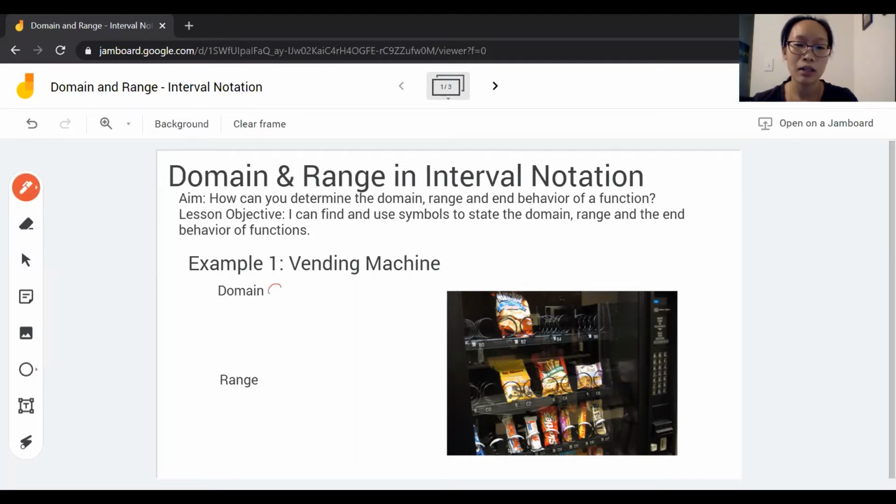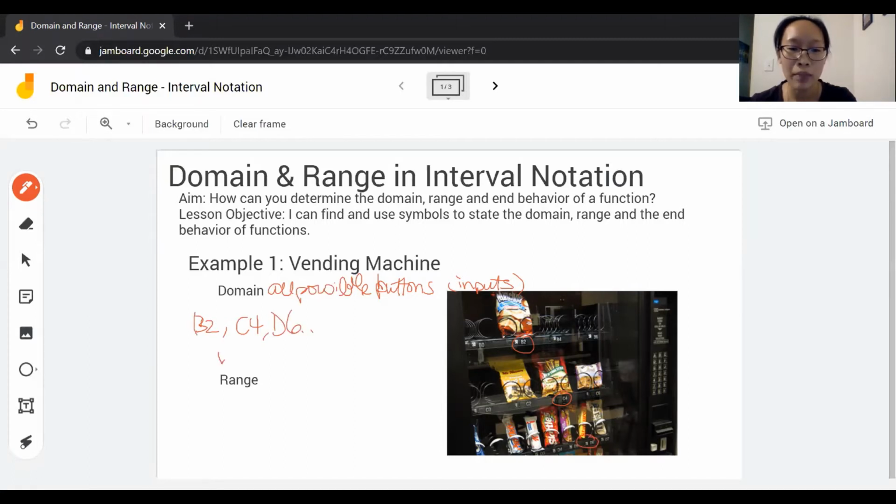Our domains are all our possible buttons or inputs that we can push to get snacks. For example, in this vending machine, B2 is in our domain because it gives us chips. C4 is in our domain, and then D6. There's a couple others you can list for yourself.